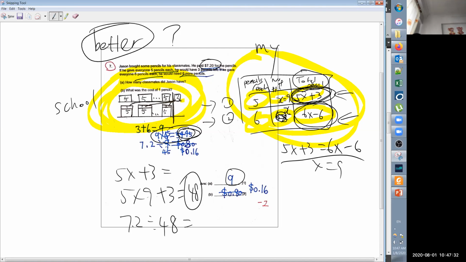Okay? So the cost of a pencil is what? 0.3? Is it 0.3? Can you help me out? 7.2 divided by 48. Is it? No, it's not 0.3. So what's the answer? 7.2 divided by 48. 0.145. 0.14? 15. Okay, so 0.15. So it is dollars, so 2 decimal places. You know, right? Dollars, 2 decimal places.